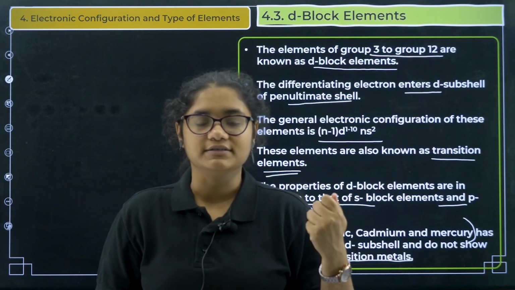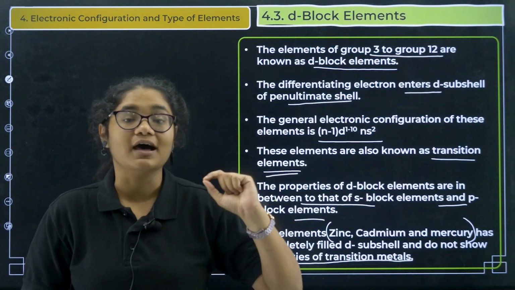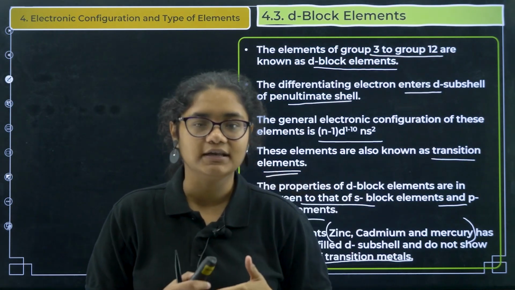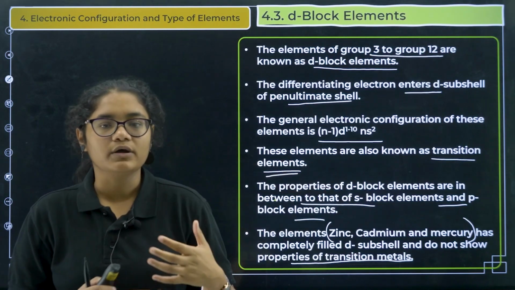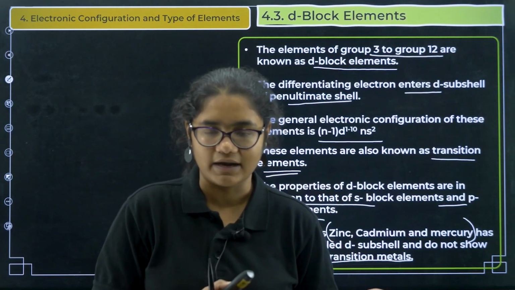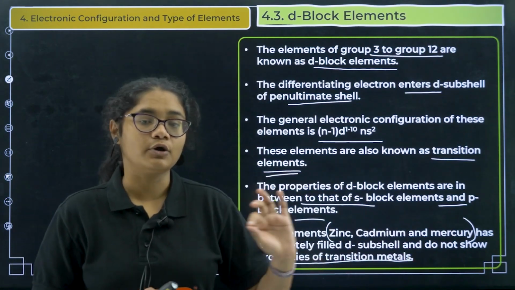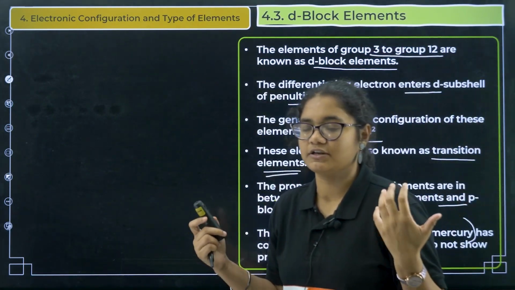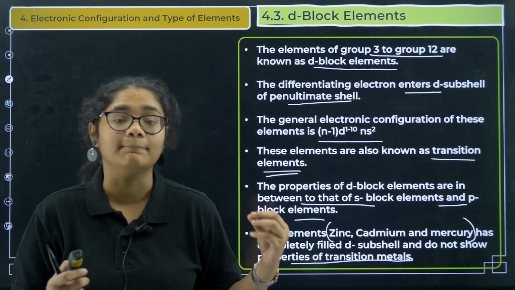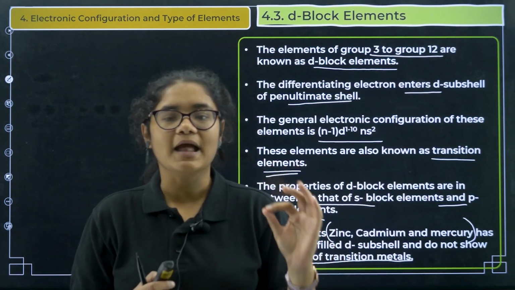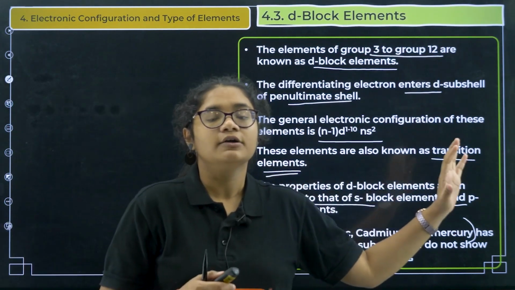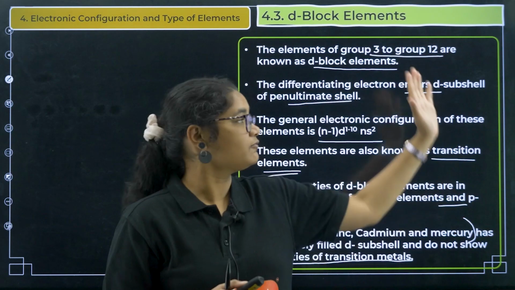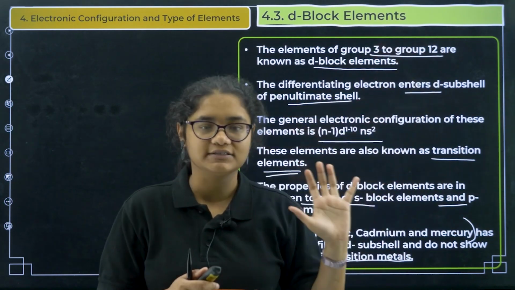What is the meaning of transition elements? They should have unpaired d electrons either in the ground state or in the common oxidation state, right? But zinc, cadmium and mercury do not have an unfilled d orbital or partially filled d orbital. They always have completely filled d orbitals. That is why they are not a part of transition elements. Okay, they are a part of d block elements, but they are not transition elements.